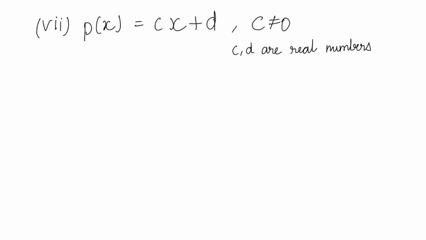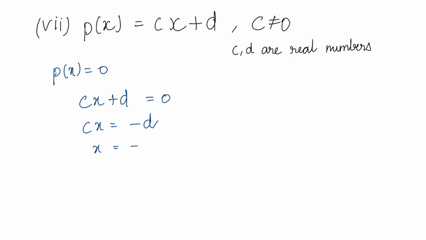So again the same procedure repeats. So p of x is equal to 0, so that means cx plus d is going to be equal to 0. So cx is equal to minus d and x is equal to minus d divided by c. Okay, so x is equal to minus d divided by c. So we are subtracting d on both sides and we are dividing by c on both sides. So that gives you x equal to minus d by c, and we have been given that c is not equal to 0.